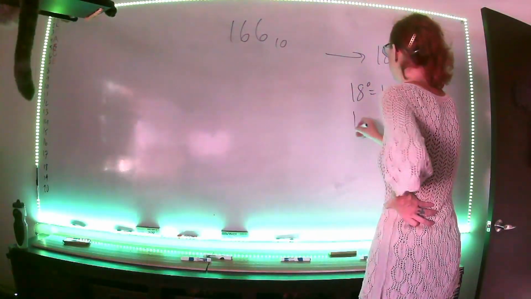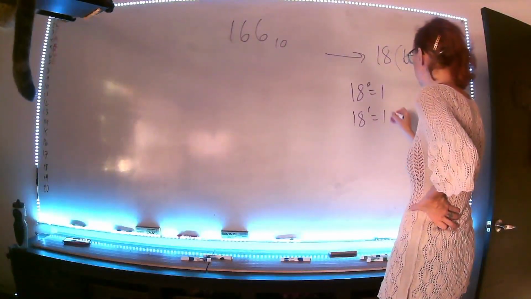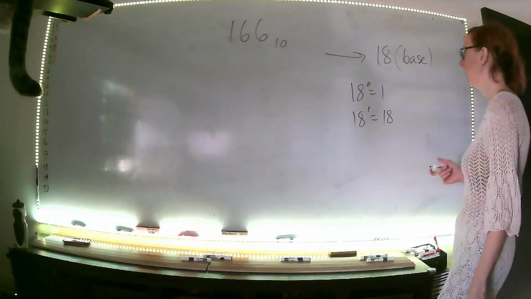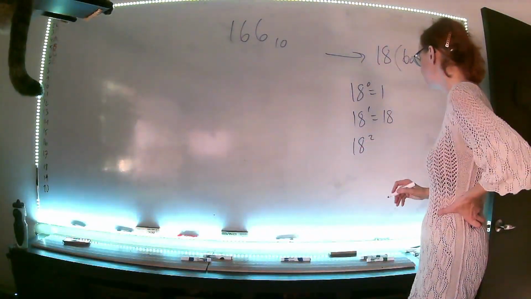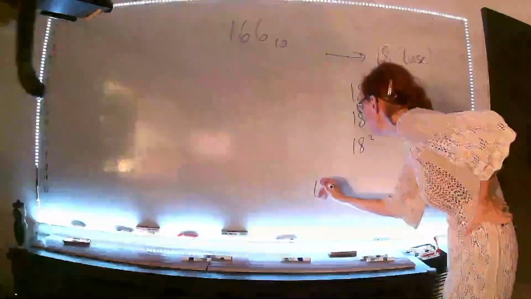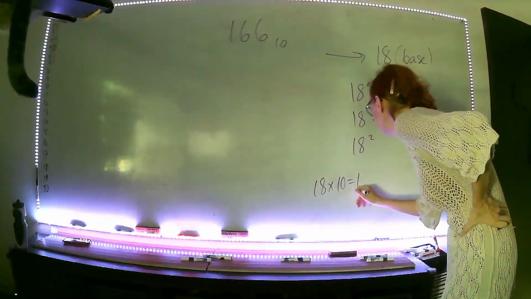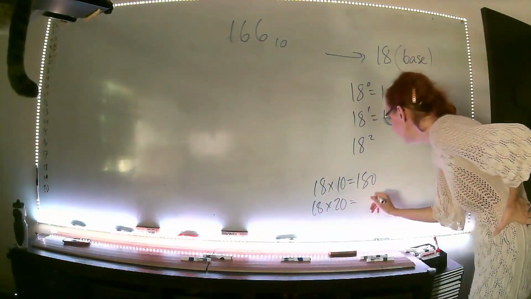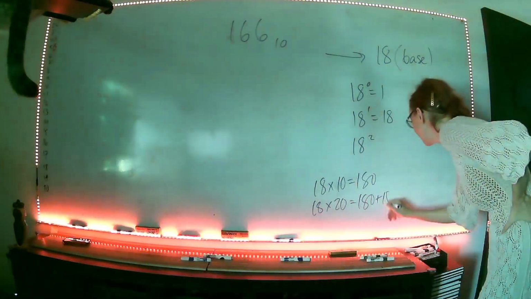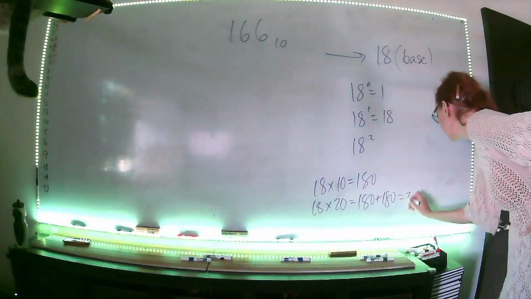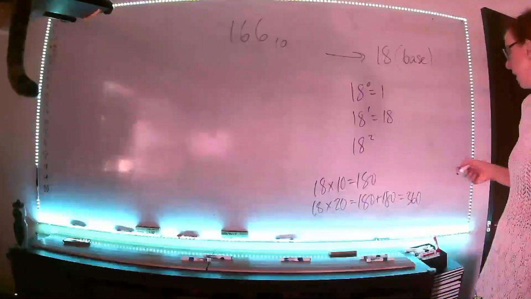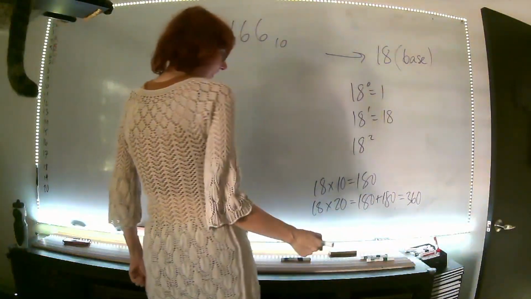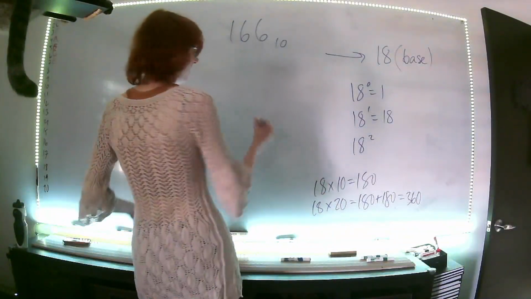18 to the 0 is 1. 18 to 1 is 18. Then we get to the unhappy part of 18 squared. Let's suppose I take 18 and I multiply it by 10, I get 180. So if I take 18 and multiply it by 20, I'm going to get 180 plus another 180, which gives me 360. Now the 360 is larger than 18 times 18 because there's too many 18s there.